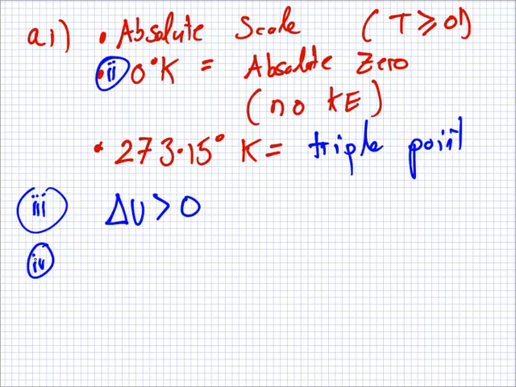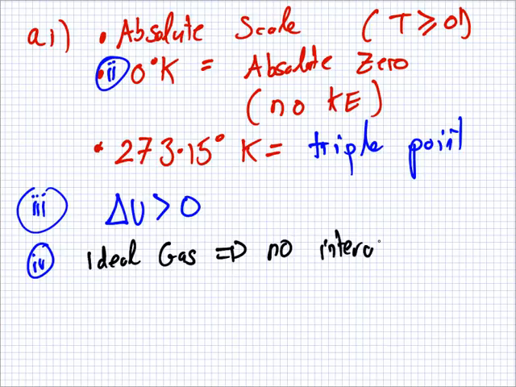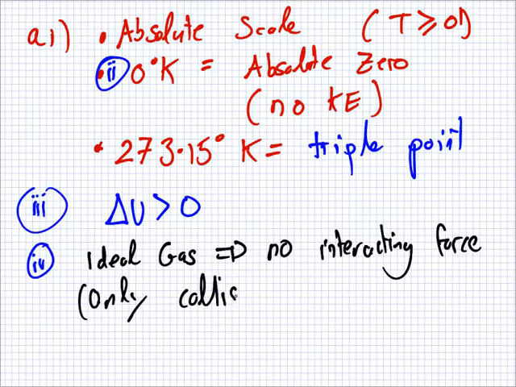If you remember from the proof, we said that at the start we assumed that there's no potential energy for an ideal gas. So anyways, why is this not the case in the ideal gas? So actually, the definition of an ideal gas means that there's no interacting force, only collisions. And no interacting force means no potential energy.